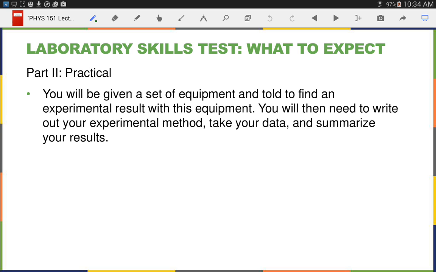Is this something you study for, or just hopefully know from doing all the labs? I can't really think of any way to study for it unless you haven't been doing the labs. If you haven't been doing the labs, then go through the lab manual and see what you were supposed to have been doing. That's the way I view it.